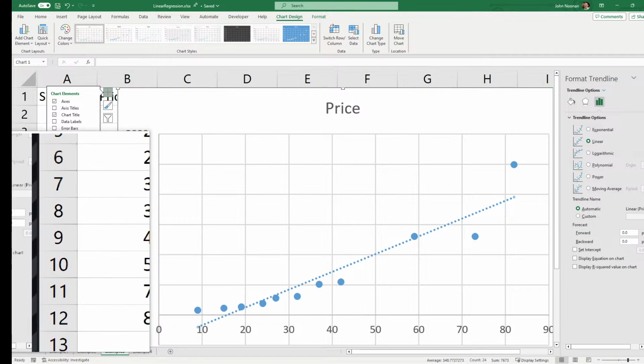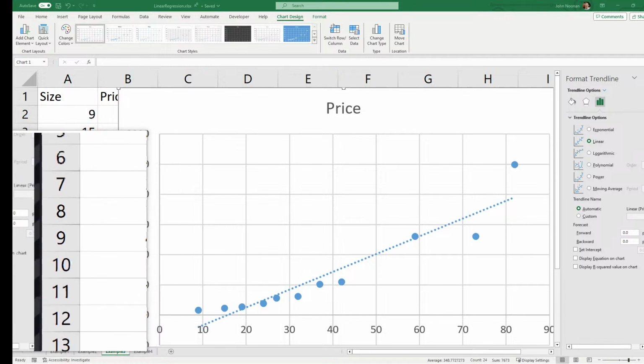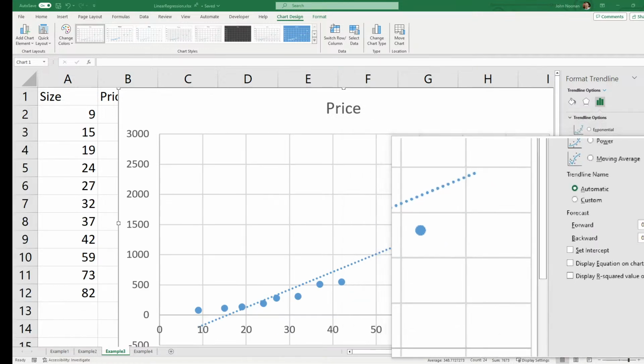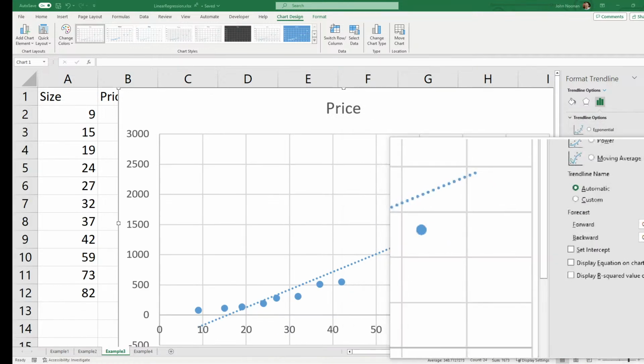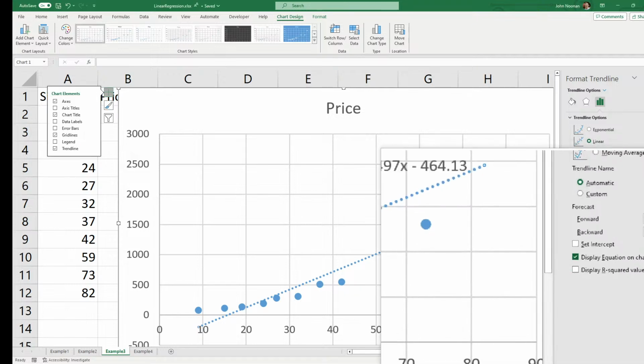So I'm going to click display equation on chart. I don't know why it's not selecting. Oh, it's because I was on the wrong screen. I'm clicking over here and nothing's happening. Okay, display equation on chart, there it is. And there's the equation.